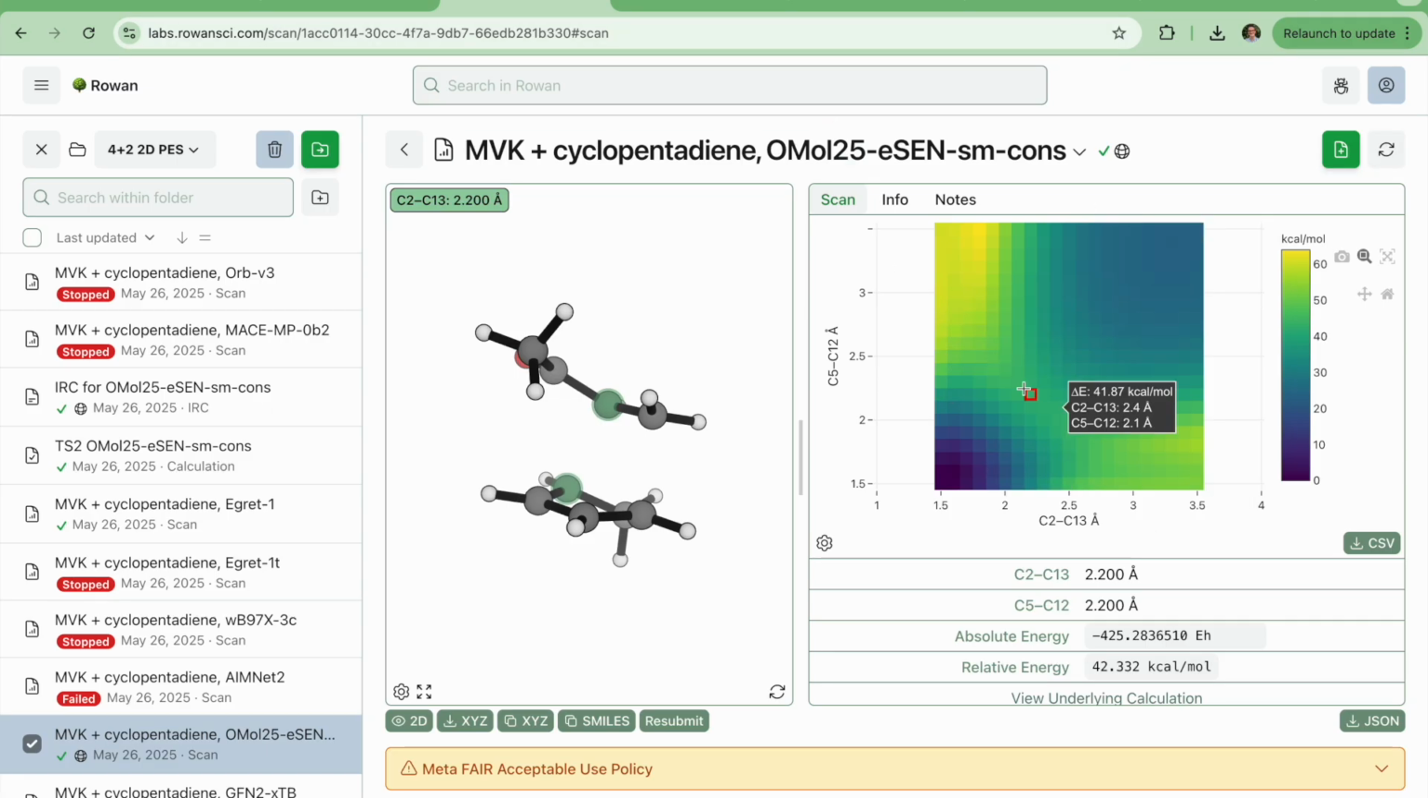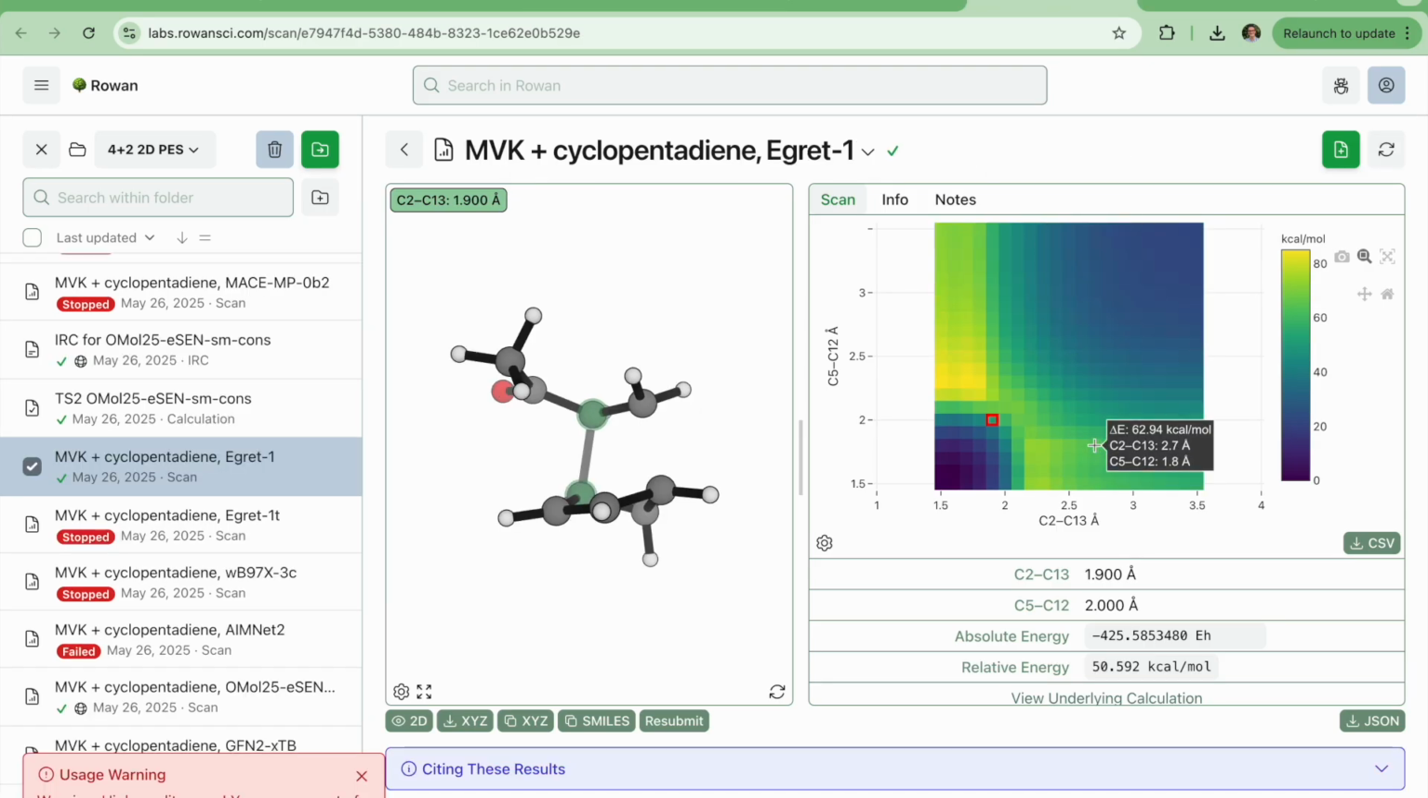We can compare this potential energy surface generated at the OMol25 level of theory to some older methods that are perhaps less accurate. So this is eGret-1. This is our recent model that we released, not trained on the OMol data set. We did this work before Meta dropped the massive 100 million DFT structures to train models on.